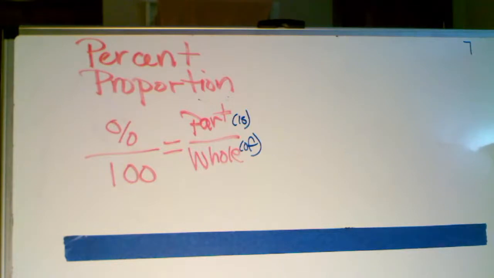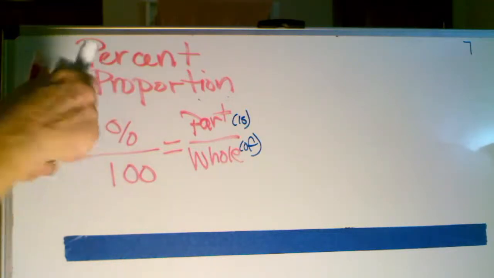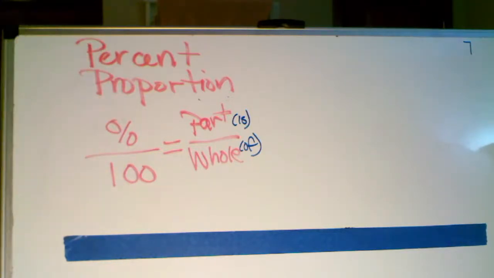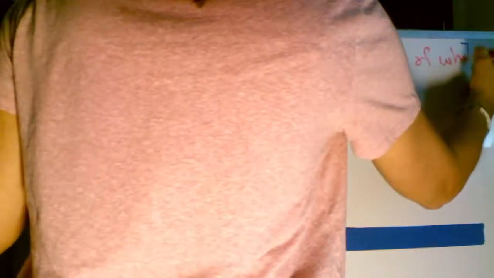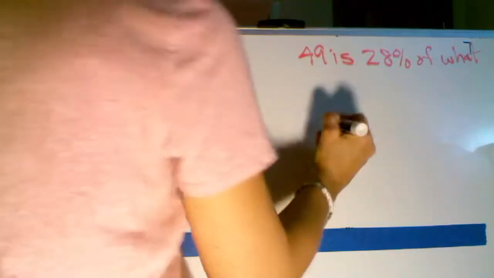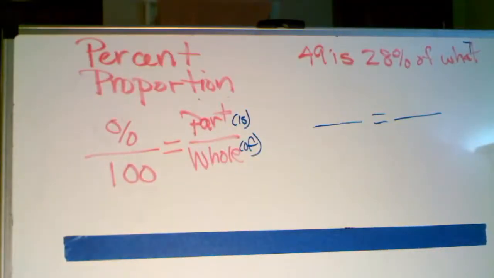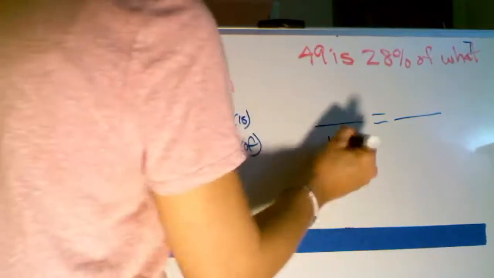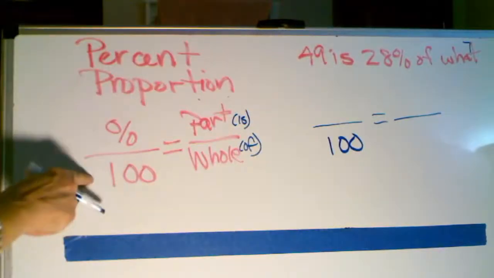All right, now we're going to do a different one. I'll leave the proportion up there. Hopefully I have enough room. 49 is 28% of what number? All right, so I'm going to write my proportion out. One fraction, two fractions. Every time, always is that. I know that one of them has to have 100 underneath because that's going to be representing my percent.